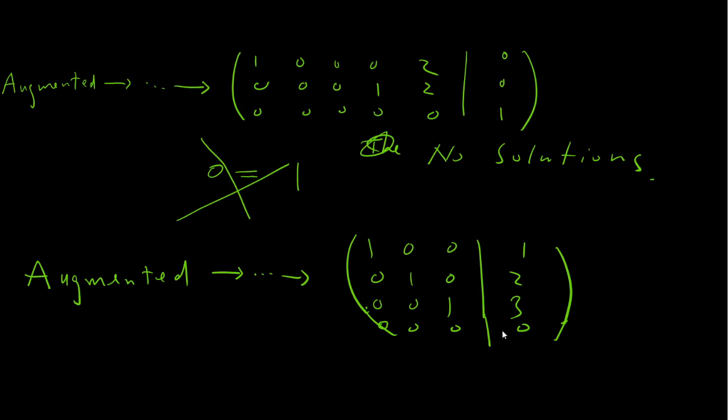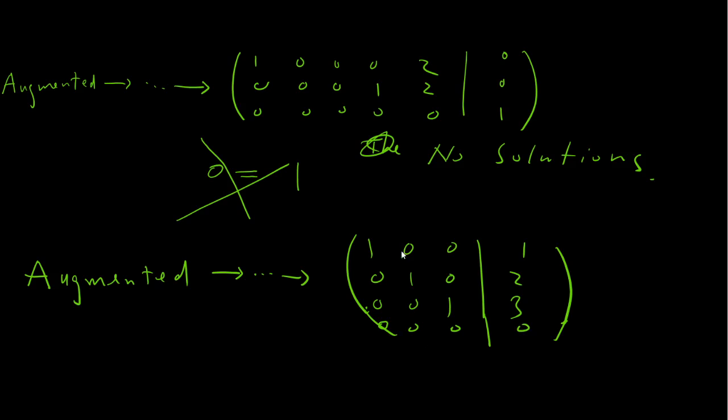If every column to the left of the bar has a leading 1, and there are no leading ones to the right of the bar. Sorry, I forgot to say that. I want to repeat. If every column to the left of the bar has a leading 1, and no leading ones to the right of the bar, this is the case. The system has a unique solution, one and only one solution. By unique, I mean there's only one set of values of the unknowns satisfying all the equations in the system.